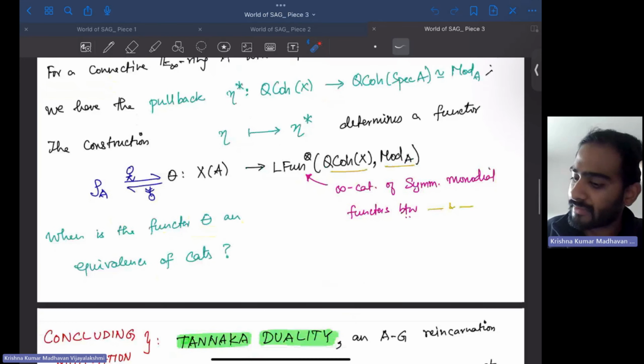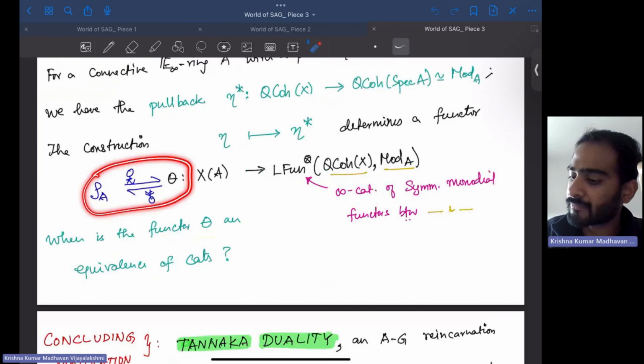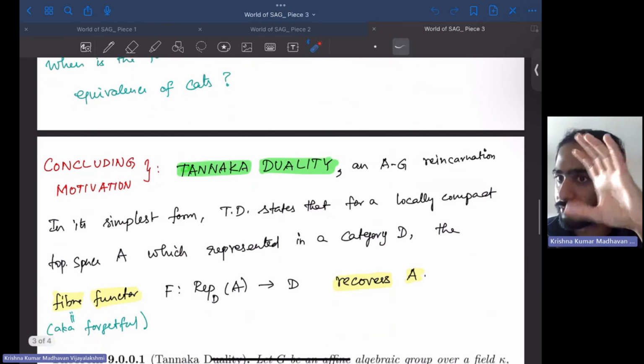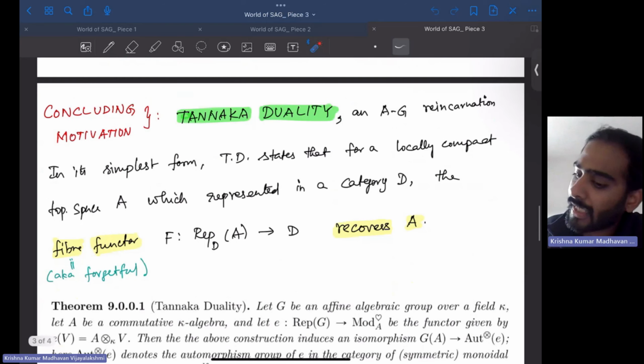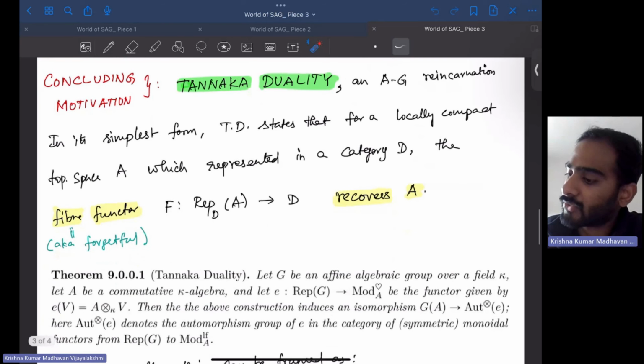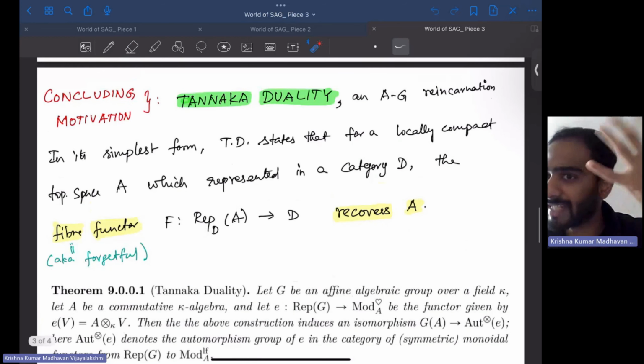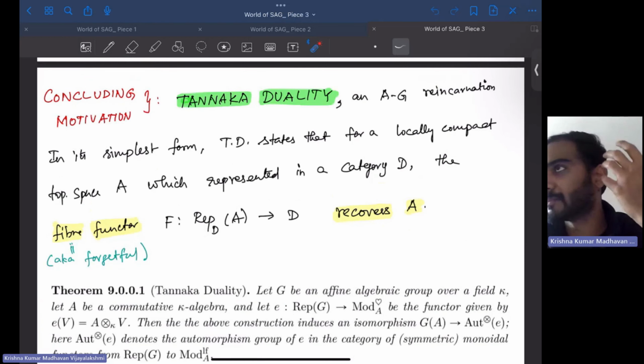So there's a natural bridge between rho and theta. We can ask, when is this functor an equivalence of categories? We will see an answer for this question in the next talks. And the concluding motivation is that the goal is to reconstruct the Tannaka duality for quasi-coherent stacks, or more generally, spectral Deligne-Mumford stacks, let's say.